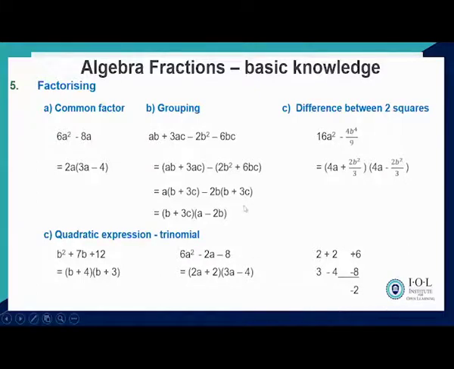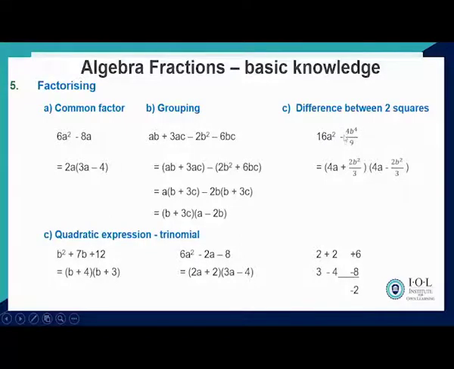Now let's look at this. There's a bracket B plus 3C and the whole bracket B plus 3C. So I take out the whole bracket B plus 3C, and what's left in my next bracket is A minus 2B. That is grouping. Difference between two squares: you have a square, 16 is a square, A squared is a square, and it must be difference, difference is minus.